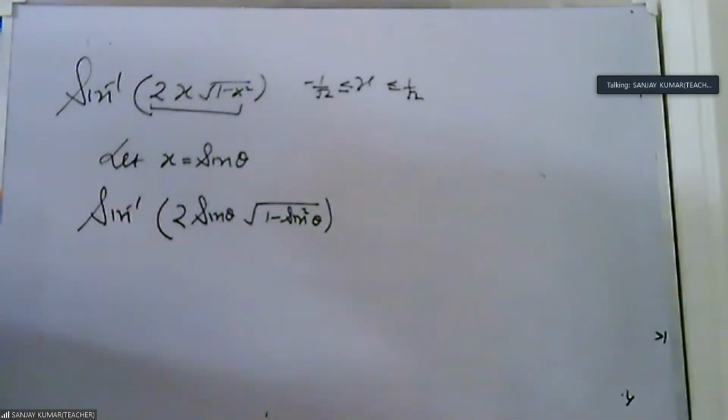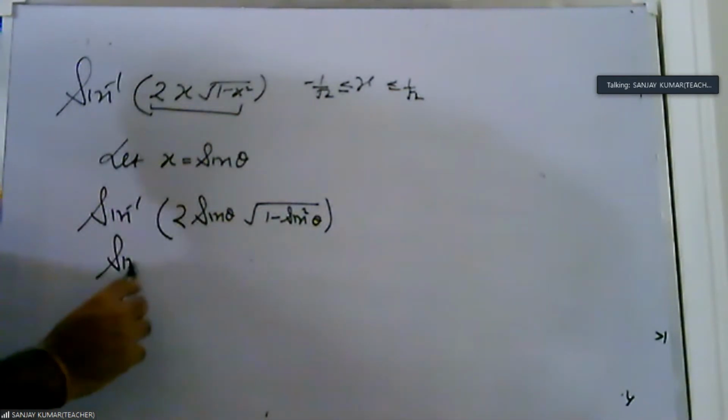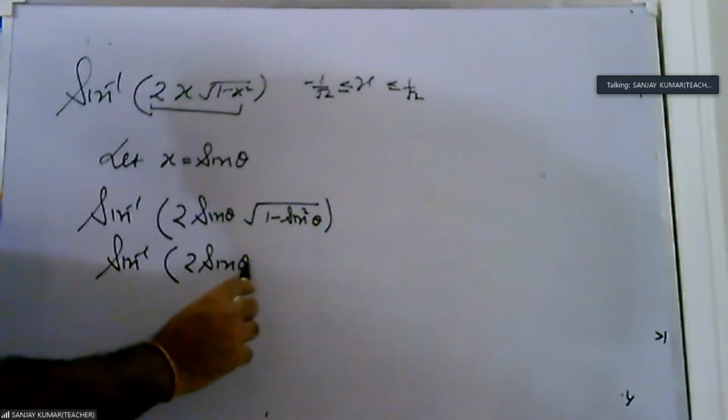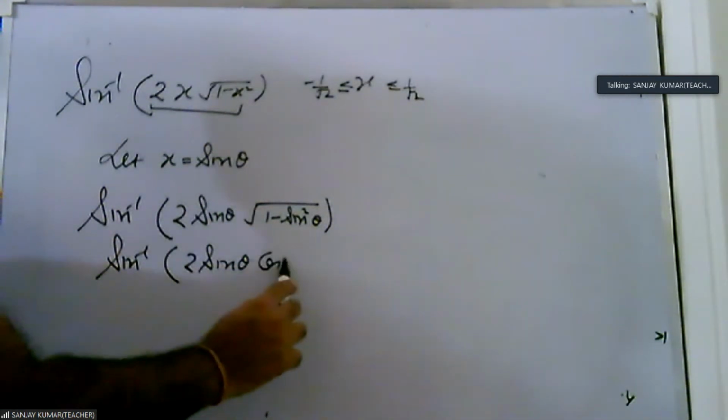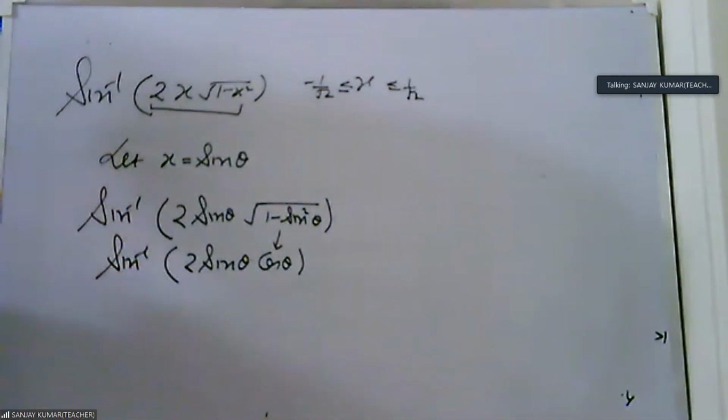This is a little difficult, but keep watching the screen very carefully, it will come, 100% it will come. This is common with the differentiation chapter. This topic is common with the differentiation chapter. Okay, this is sine inverse. Now this is 2 sin theta into root of 1 minus sin square theta, that is cos theta. This is the identity: under root 1 minus sin square theta is cos theta. That is the identity from 10th class.